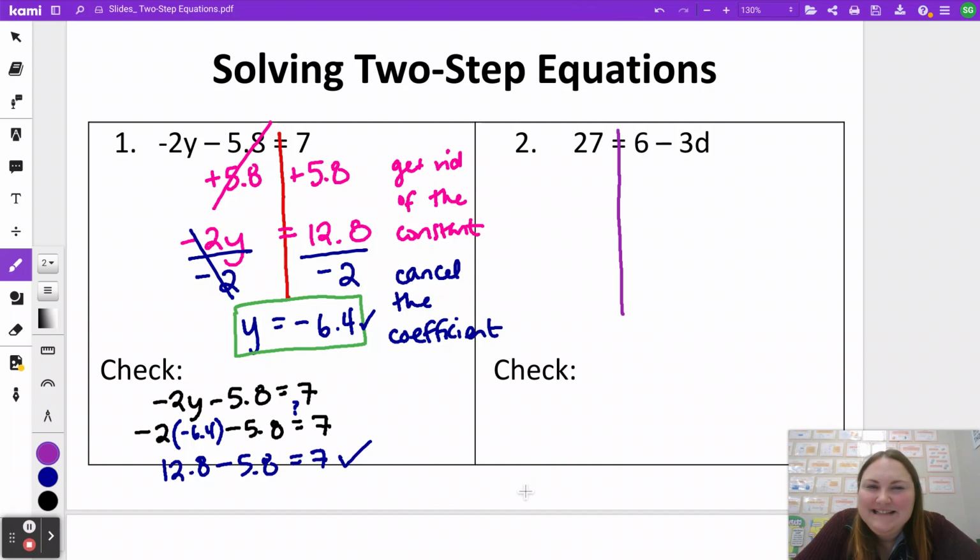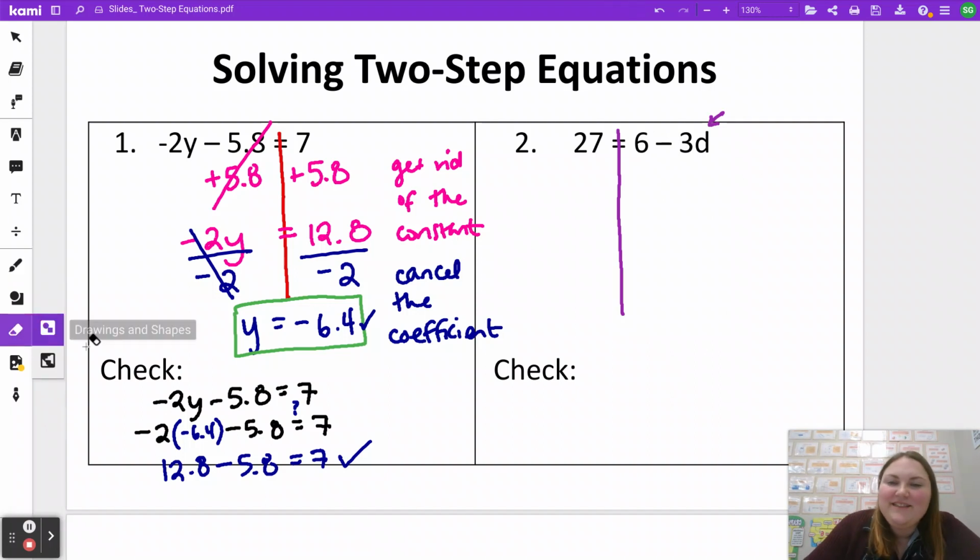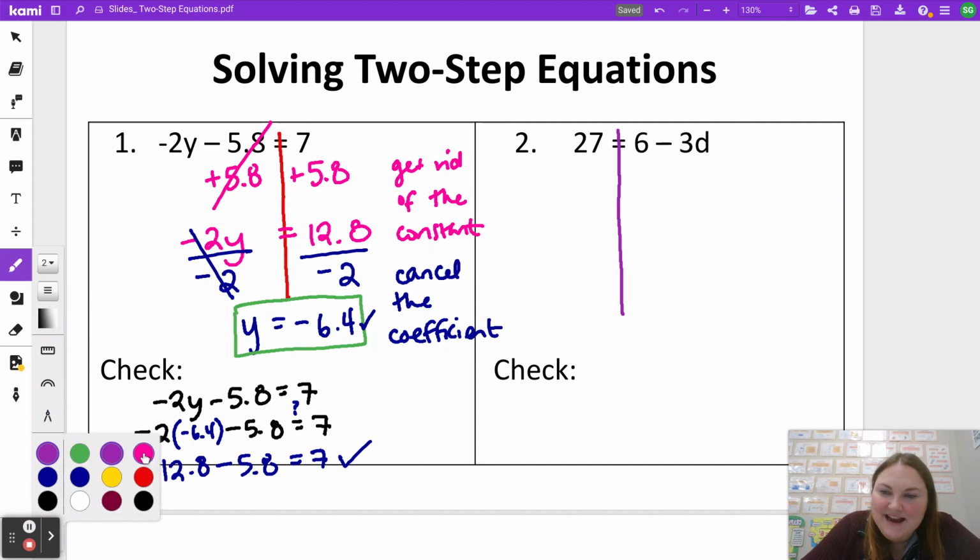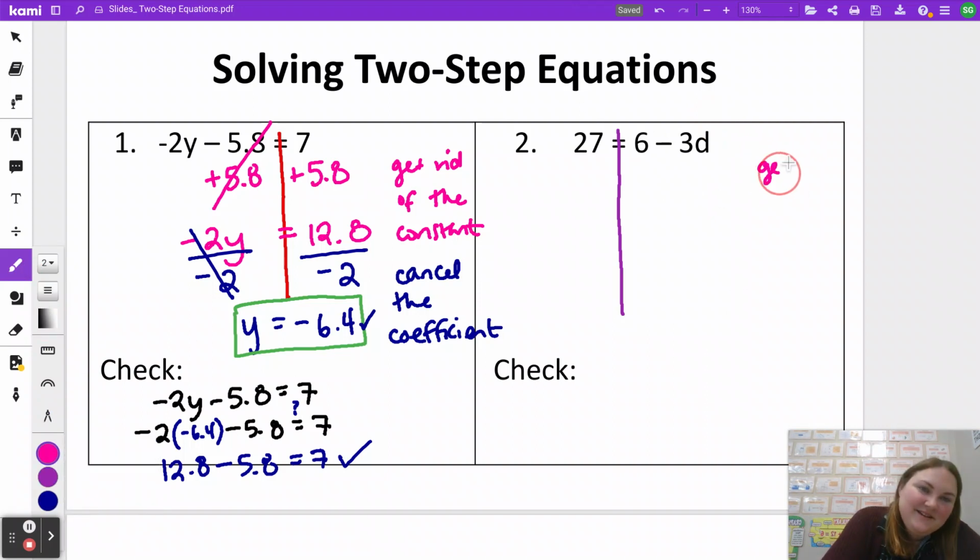Well, when I'm trying to decide, first find which side has your variable. In number 2, the variable is over here, so that means these are the numbers we need to cancel. I'm going to have to cancel 6 and that negative 3. Now we said we always start with our constant. So here in my first step, I need to get rid of the constant.